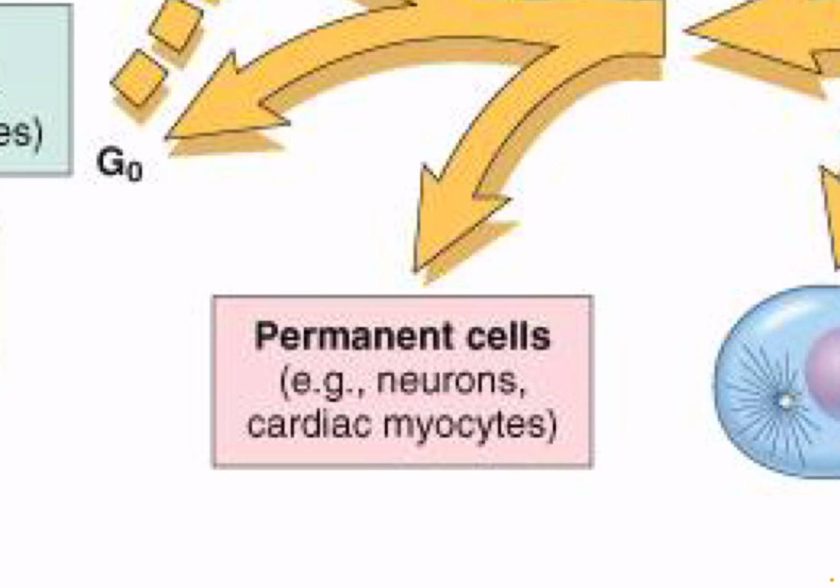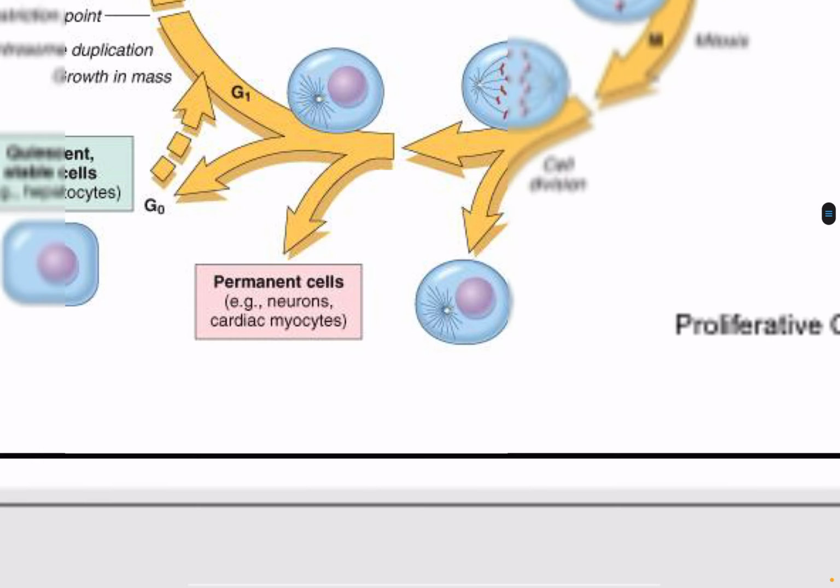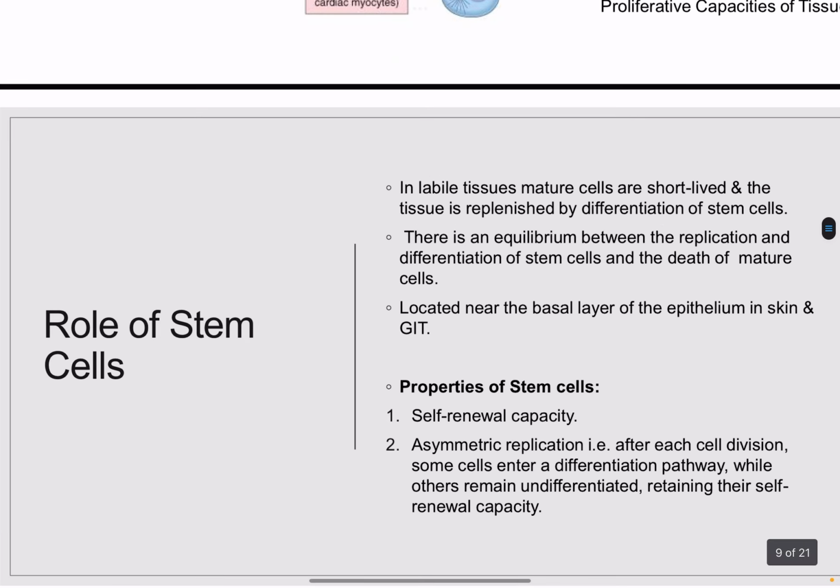Now, role of the stem cells, very important. Stem cells are very, very important in the process of repair. So in the labile tissues, the mature cells are short-lived. They die after a certain time, and the new cells take their place. How? By the differentiation of the stem cells. So there is always an equilibrium between those who are dying and those which are replicating to fulfill their number.